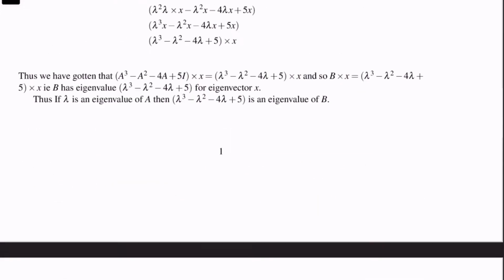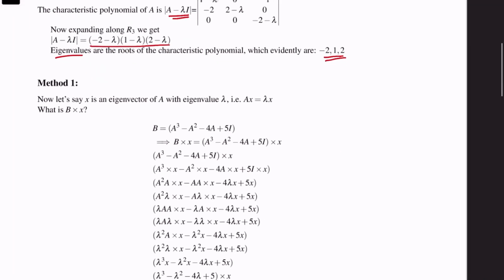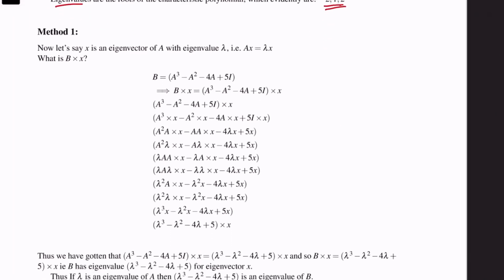Of course you could have also obtained the eigenvalues of B by a different method. Let's say B is equal to this and X is an eigenvector of A. What would be B into X? B into X would be this expression into X. Now you can bring X inside here. A cube into X will simplify as A squared into AX, and AX is lambda X because X is an eigenvector of A with eigenvalue lambda.